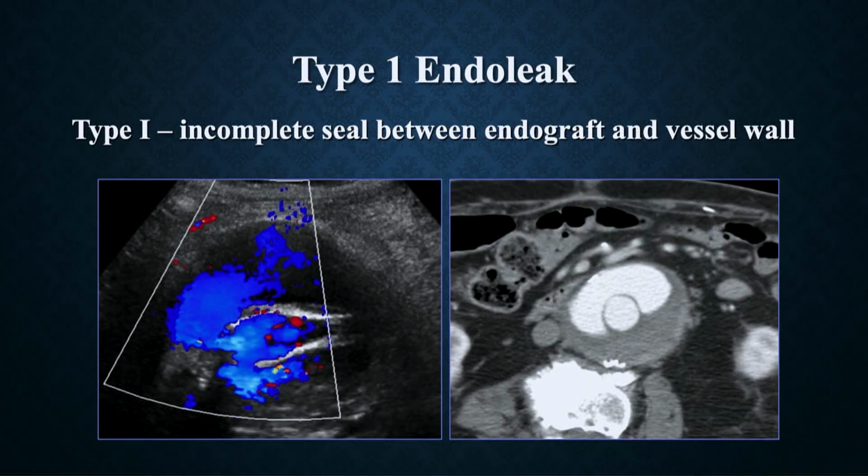Here are some examples. This is a type 1. The leak is at the proximal anastomosis of the stent graft. We could see it coming across the top and filling the aneurysm sac. That obviously has to be treated.